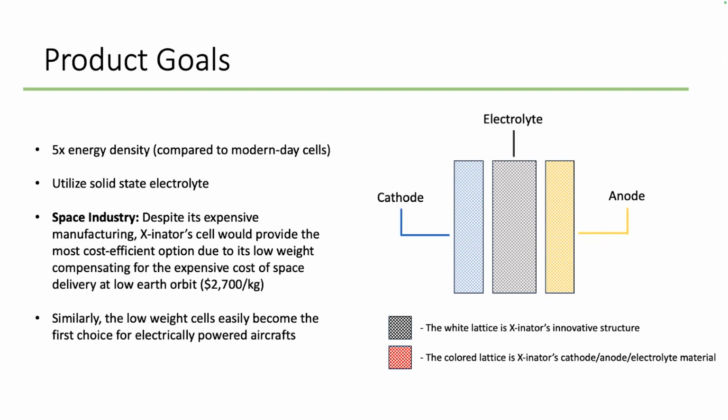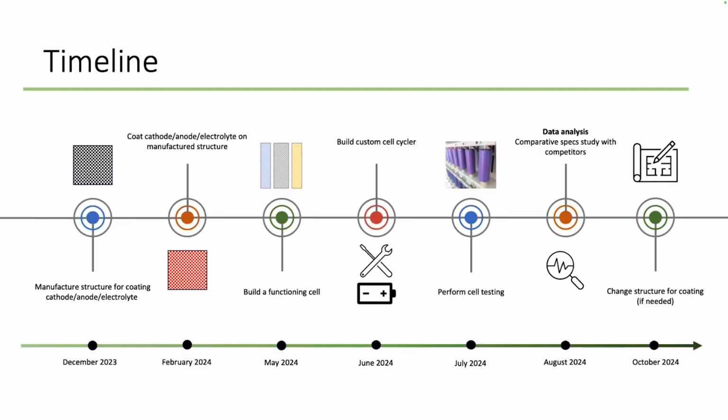So the space industry. That's where we're going to target, just like I mentioned. It's because we predict an expensive manufacturing process for our product, which means we have to target customers who can afford it, which is the space industry, because anything you want to put in space is super expensive. For example, $2,700 per kilogram, which is pretty insane. And also, of course, our low weight cells can easily be the first choice for electrically powered aircraft.